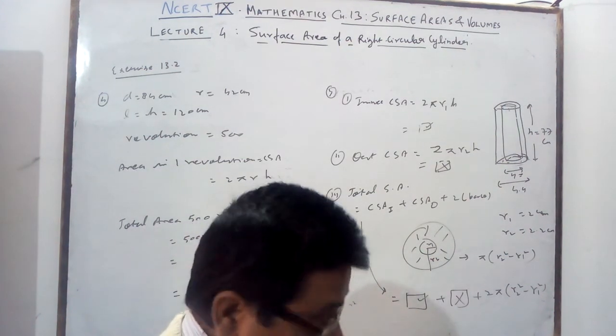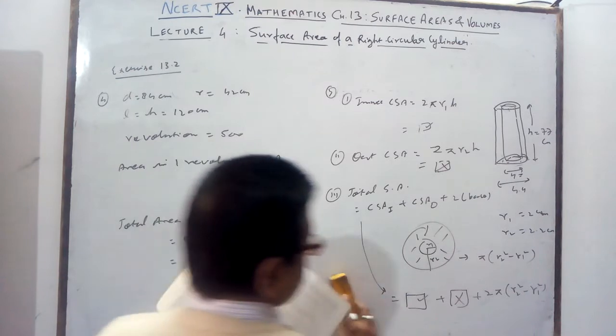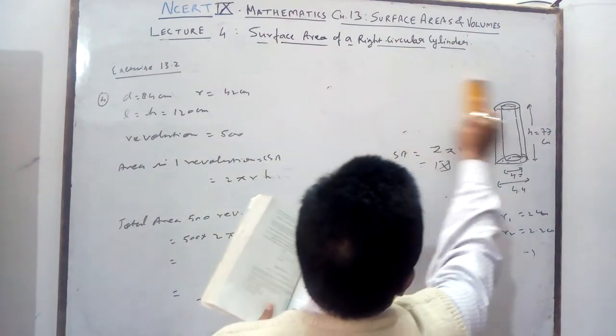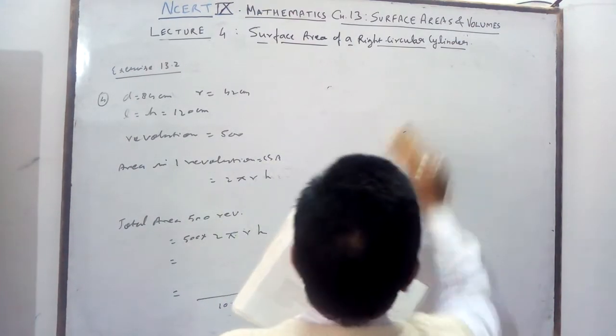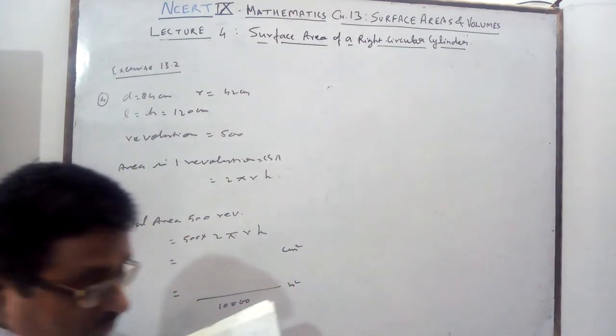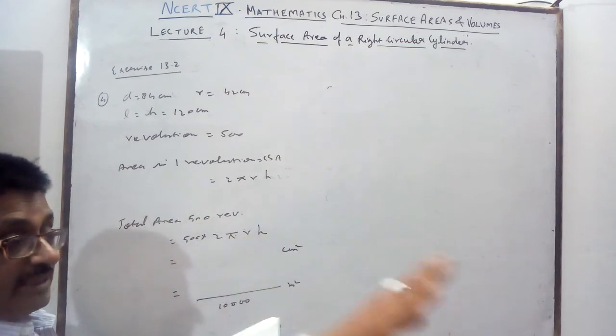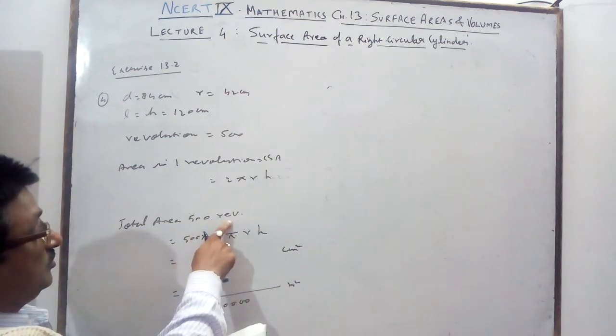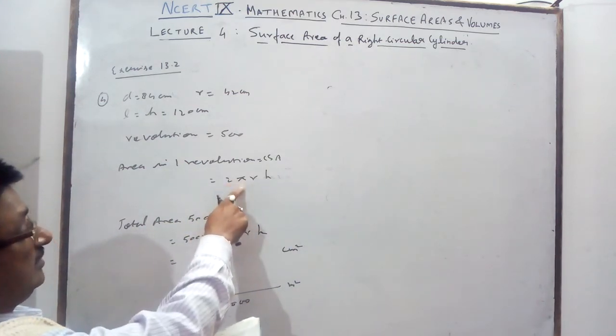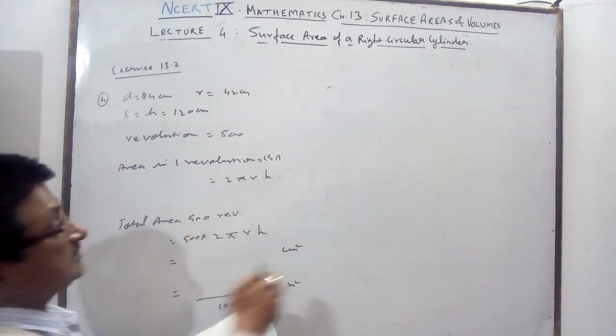Question number 5 is given. Simply you put the values and you can get the area. How many revolutions? 500 to level the ground. So 500 into CSA in one revolution, how much area it is covering.